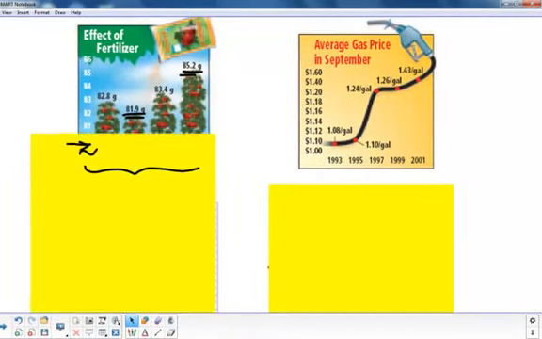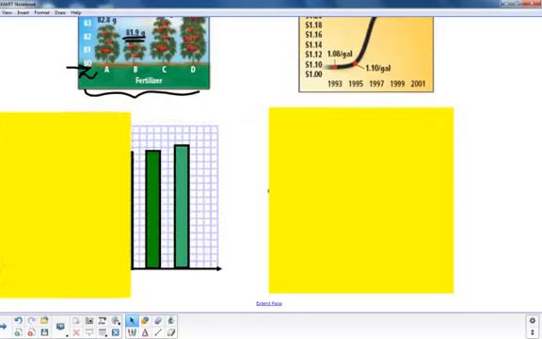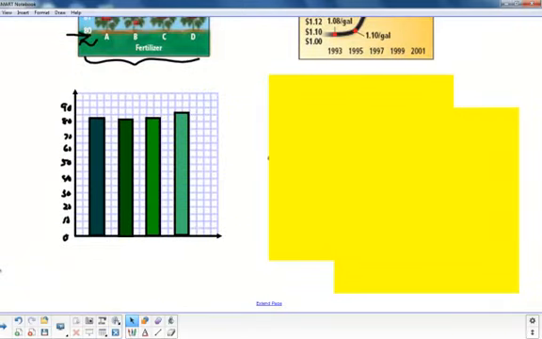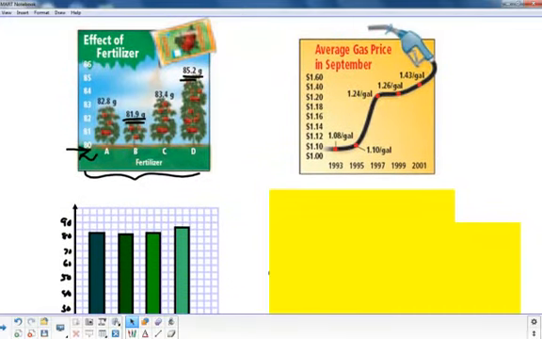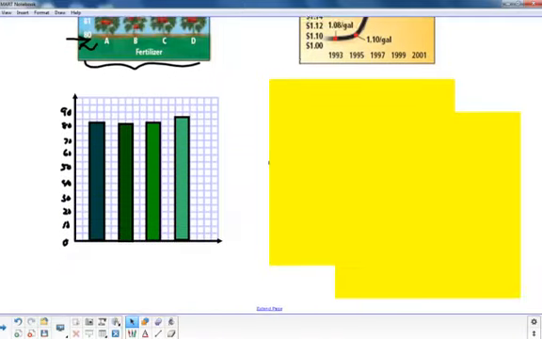Whoops. So I got to move this down. All right, so if you started your thing at 0, if you look at it like this, there's not much of a change. So that's why this graph is a little bit misleading. It looks like there's a big change, but yet there's not. If you look at the second graph, let me move these yellow things down.